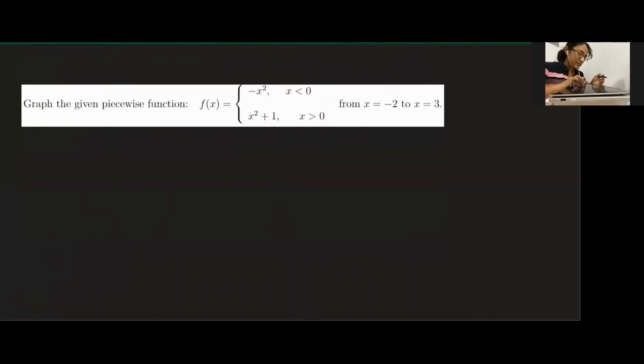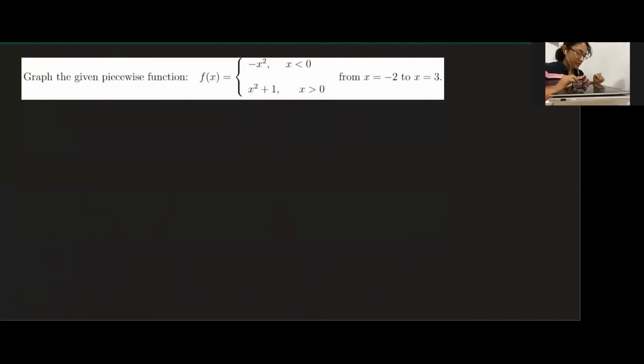Now for this example, we're graphing, again, two functions on two different intervals. But you have to also remember this graph only exists on this given interval, -2 to 3. So it doesn't exist on the entire real line, but only from -2 to 3. So let's make a table of values. First we're going to make a table of values for f of x is equal to -x squared when x is strictly less than 0. So let's make a table of values for this.